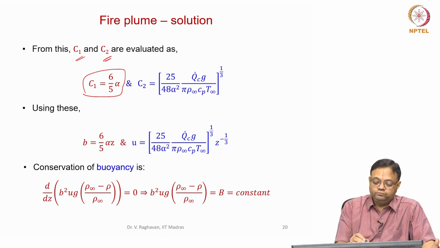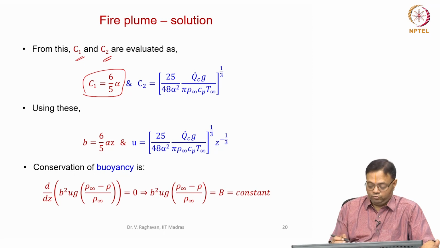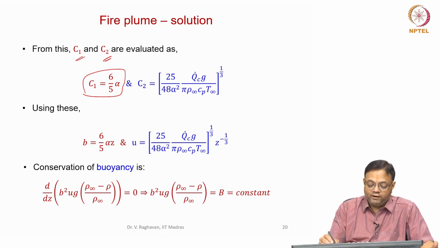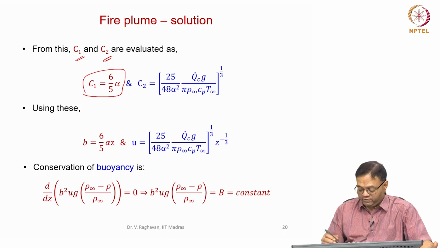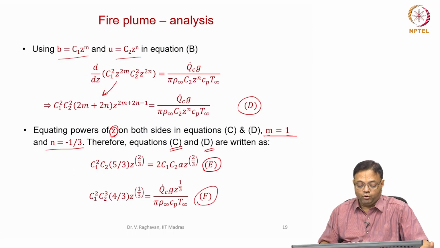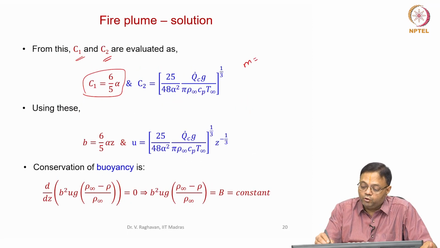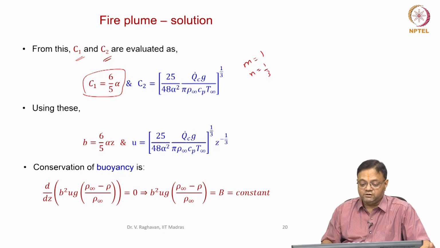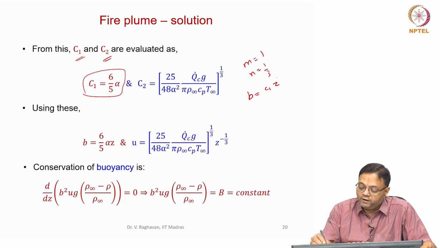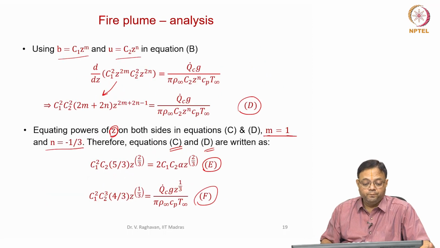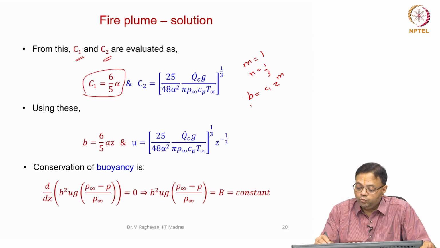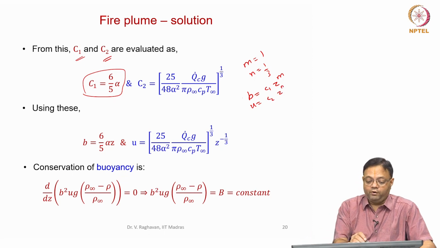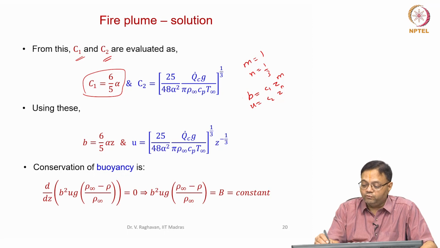Now I know C1 and C2. As per definition, everything is known to me now. What is m? m equal to 1, n equal to minus 1 by 3. I know C1, C2. And what are the definitions we have used? b equal to C1 z power m and u equal to C2 z power n. So, now C1, C2, m and n are known.